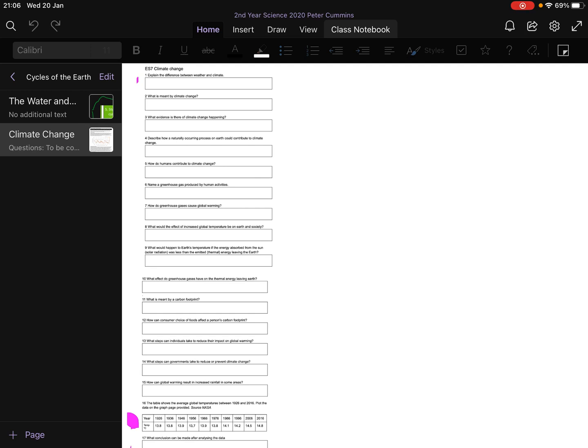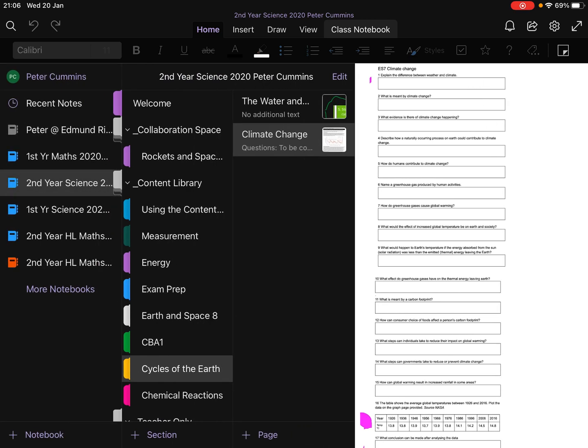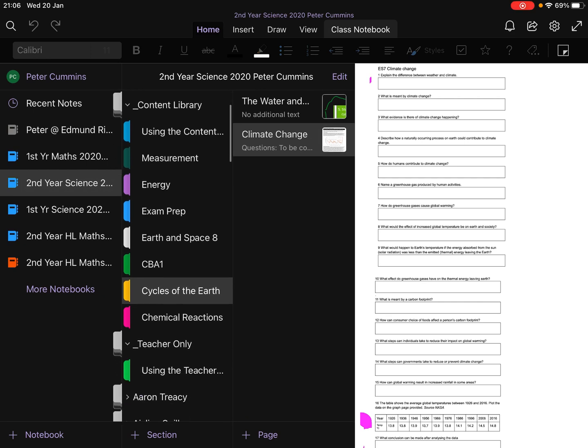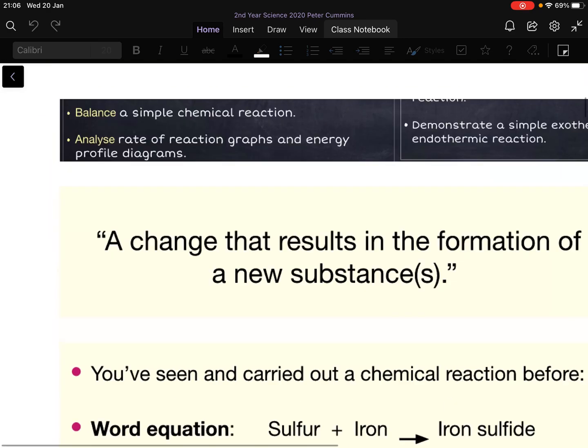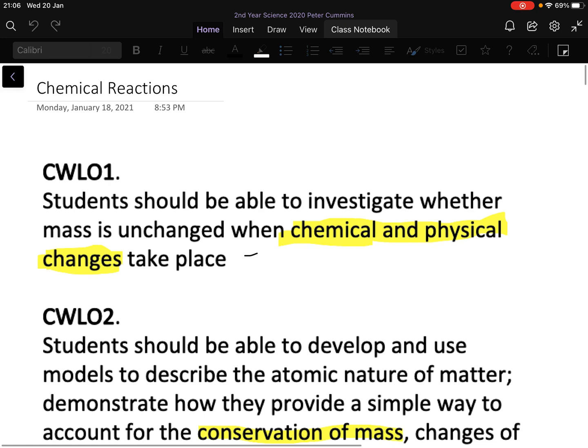Okay, so I'm going to go on to something new, and a couple of questions on something new as well, just to keep us moving through the learning outcomes, because I know you've done climate change and greenhouse gases and all that kind of stuff to death, so you're well able. And this is something new, and it's in chemistry. It's in chemical reactions, it's called. And we're going to go up to the top and have a look.